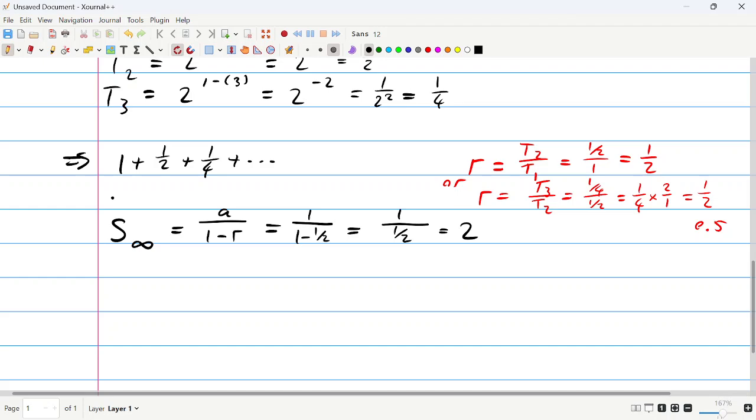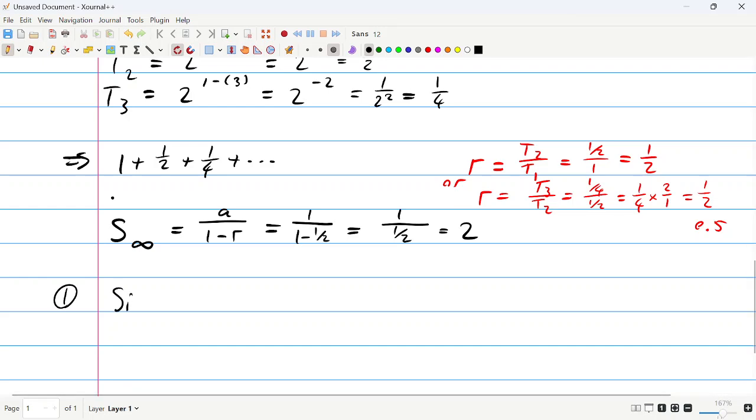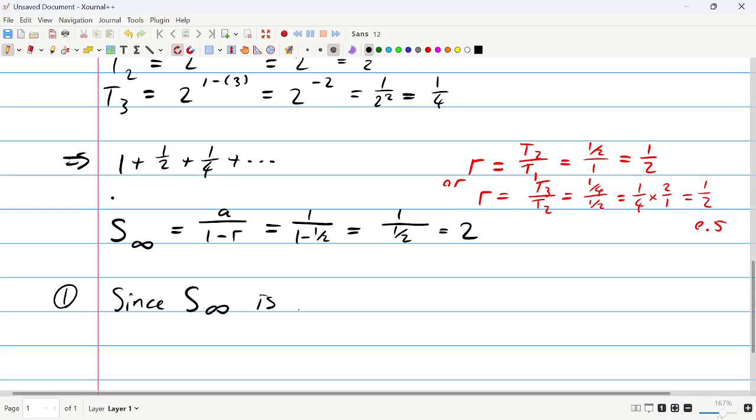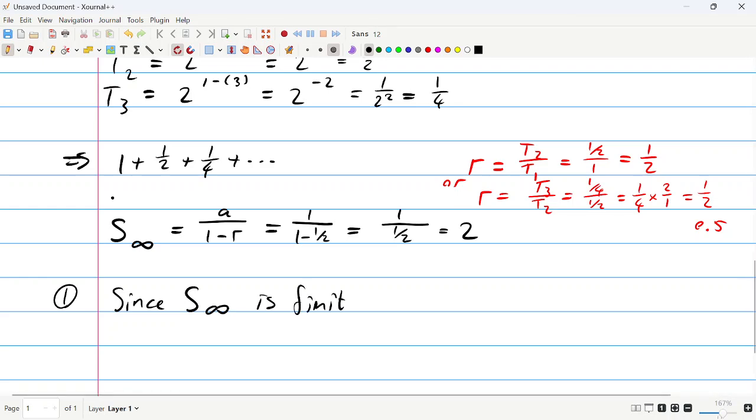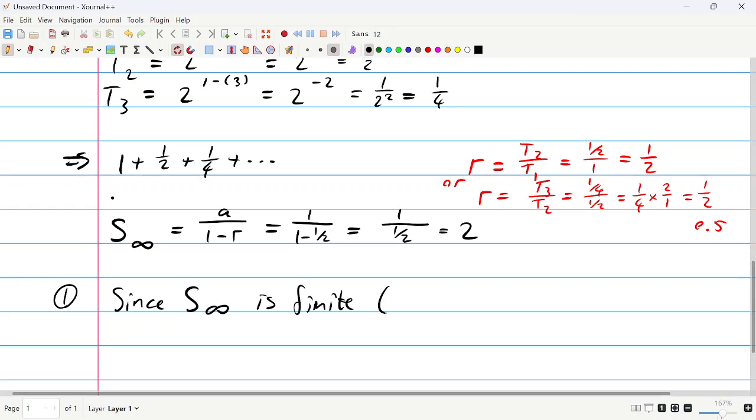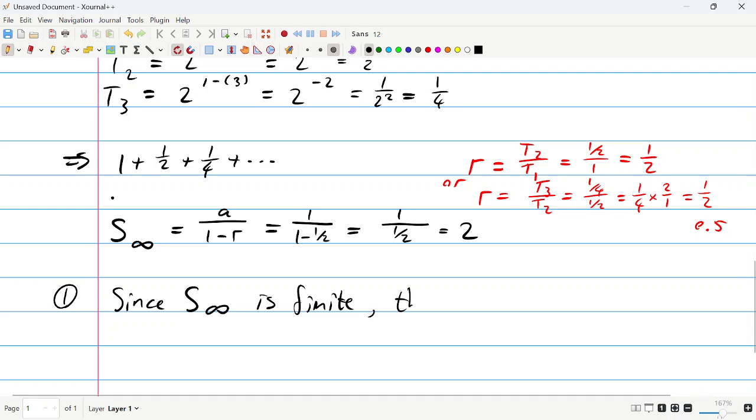And because it converges, there are two ways you can prove this. The first way is to say, since S infinity is finite, so basically 2, it has a value, then the series converges.